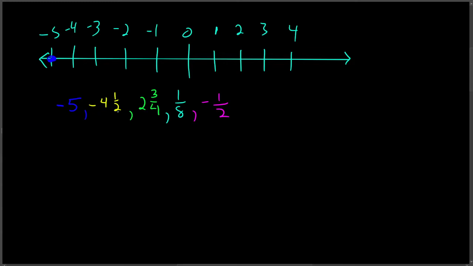Now, if I say this number, -4 and 1/2, it's actually telling me how I move. I move over -4 and 1/2. And so that's going to be there on the number line. I'll do the same thing here. This is 2 and 3/4. So it's +2, and then I'll move 3/4 of the way up, which is about there. And then 1/8 is positive, but it's only 1/8 of the way up. And -1/2 is in the negative direction and is 1/2.